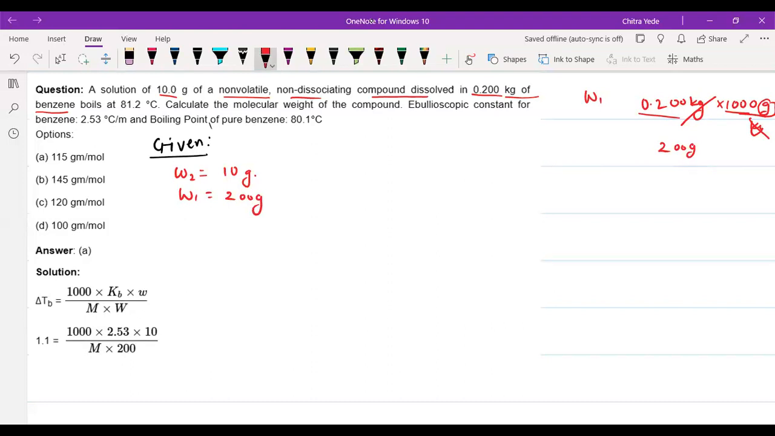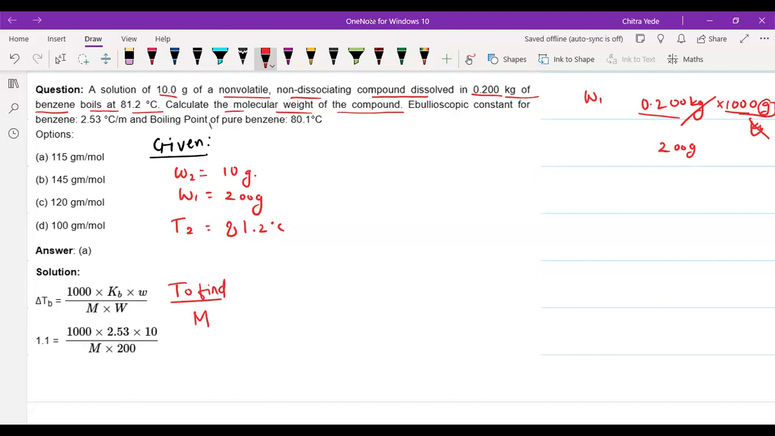Next, benzene boils at 81.2, okay, the solution boils at. So it is T solution. I'm just taking the boiling point of the solution as TS, or we can write T2 also. This T2 equals 81.2 degrees Celsius. Then calculate the molecular weight of the compound. That means we have to find here capital M from the formula.